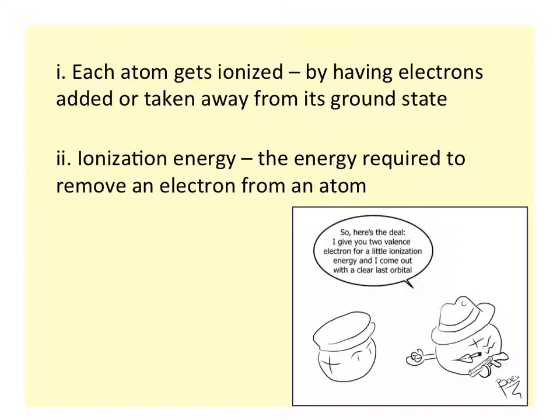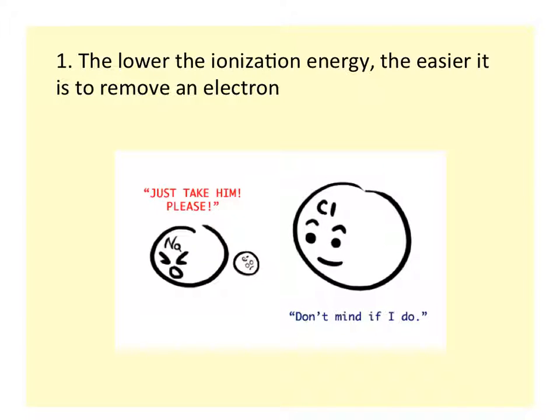Each atom gets ionized when they bond. They might be ionized by having electrons added, or they're ionized by taking away electrons from their ground state. The ionization energy is the energy required to remove an electron from an atom. The lower the ionization energy, the easier it is to remove the electron.